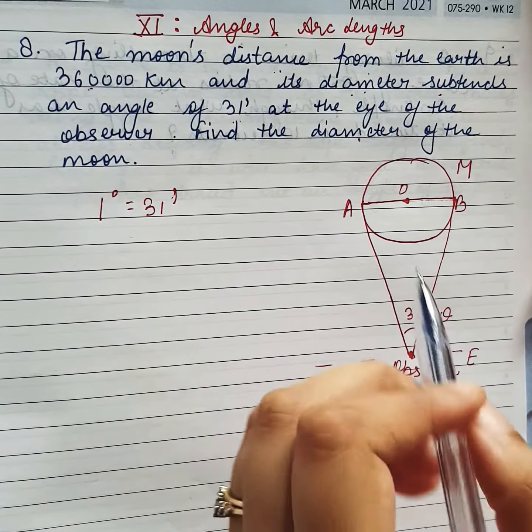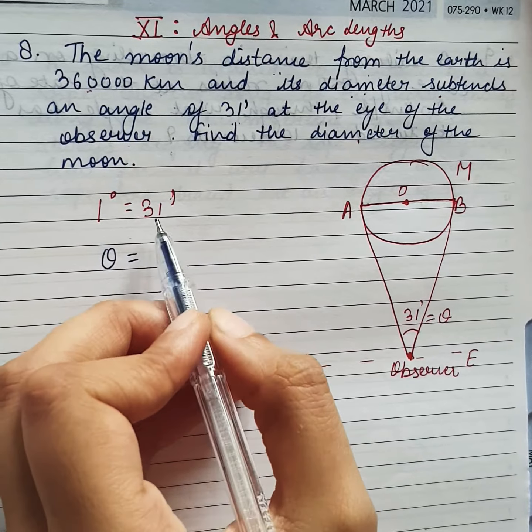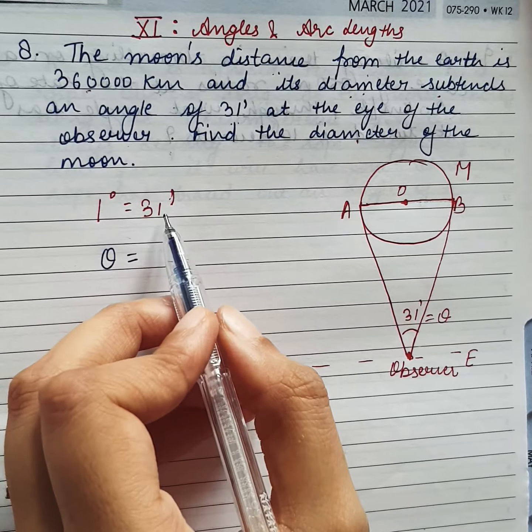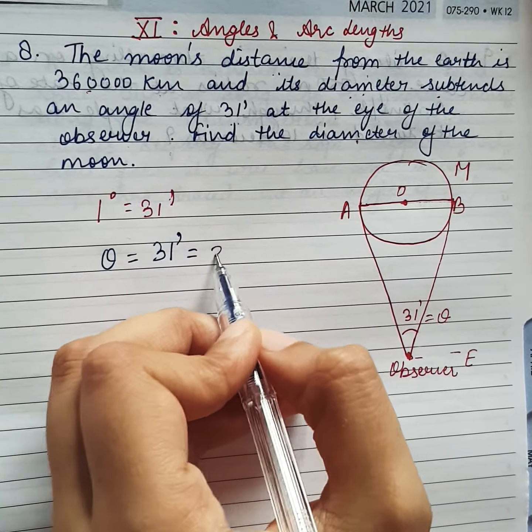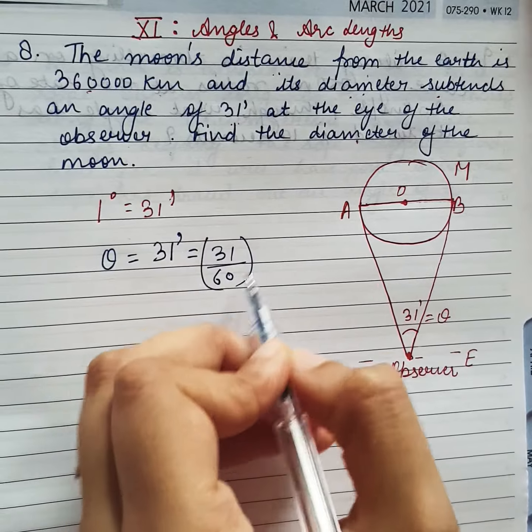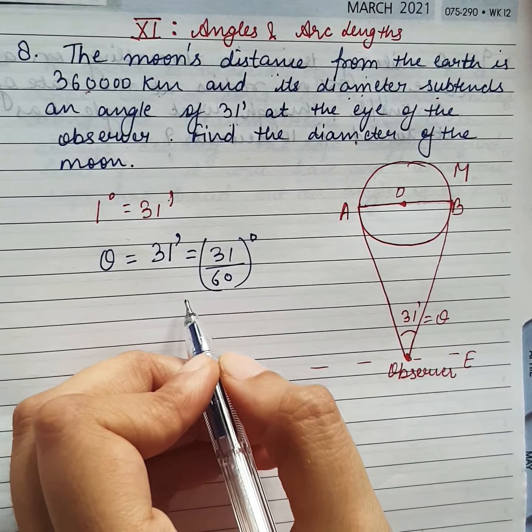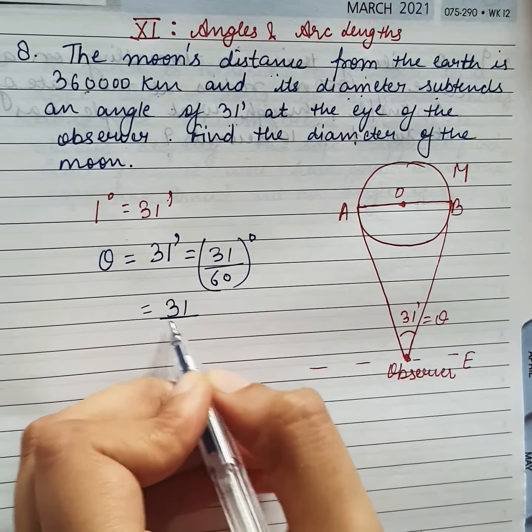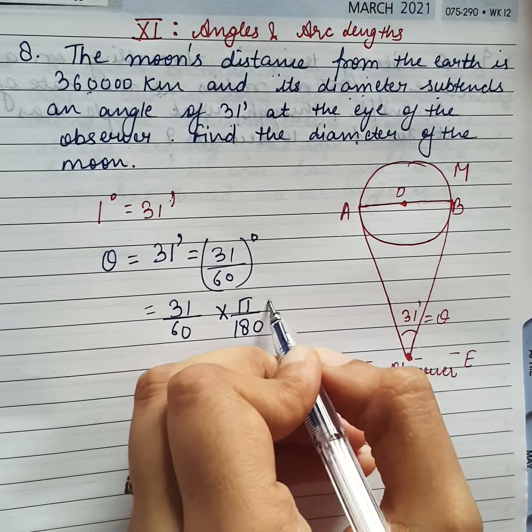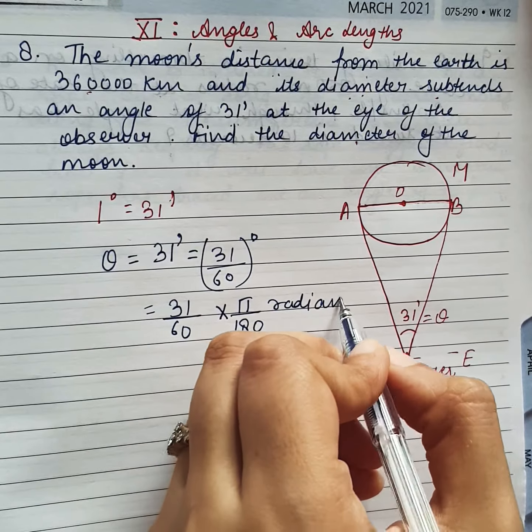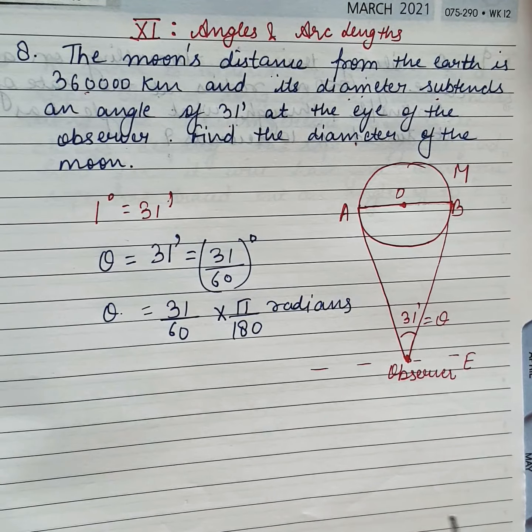So the first target is to convert theta into radians, but before that theta should be converted into degrees from minutes. So 31 minutes should be equal to 31 by 60 degrees. Then 31 by 60 degrees into radians, multiplying by pi by 180 radians. I am leaving theta as it is, no more calculations.